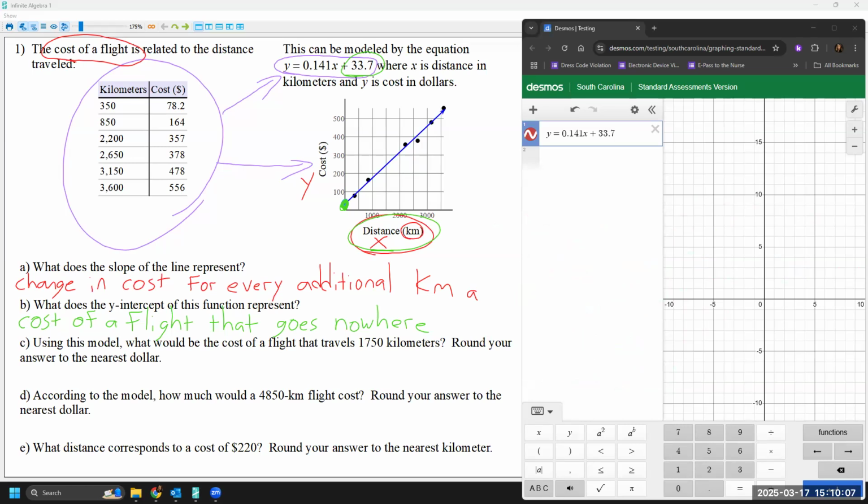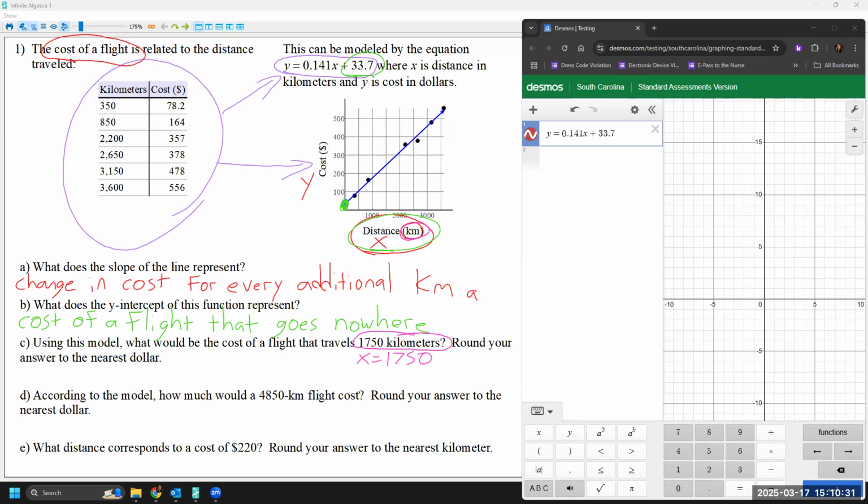All right. Now to understand how to do these, I'm just going to figure out, are they giving me an x or a y? So right here, I'm looking for the number. I'm ignoring most of what they give me. That right there. That kilometers is an x. So that means x equals 1750.